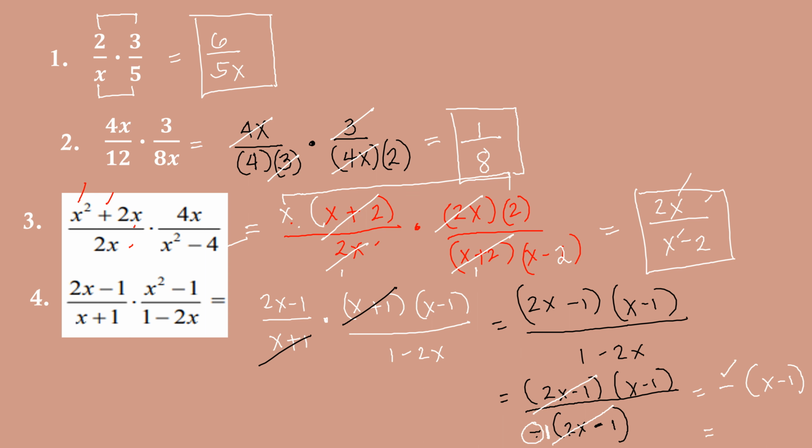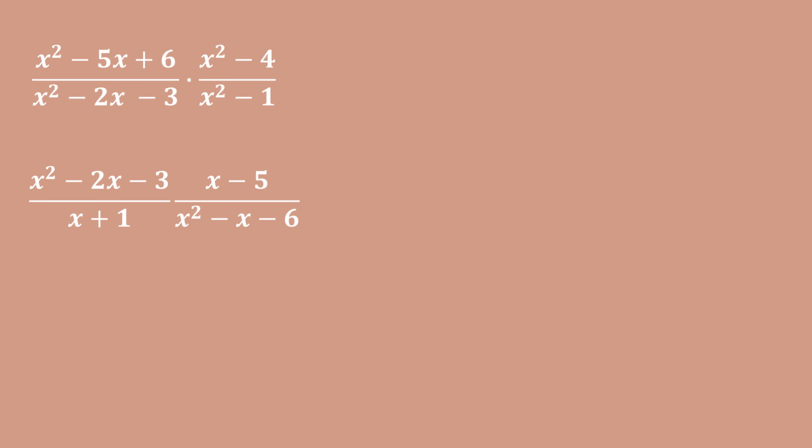And then to further simplify, we just simply distribute the negative. Negative times x times negative 1, we have negative x plus 1. And this is our overall product. Okay, let's proceed to the next example.